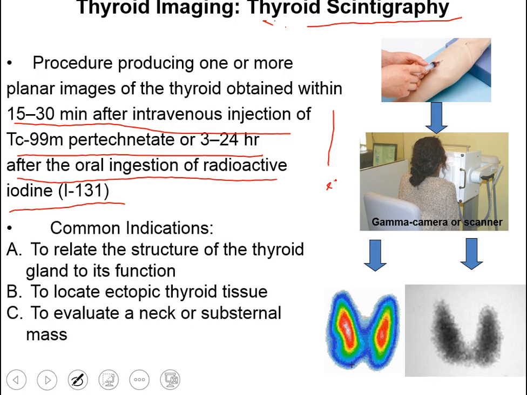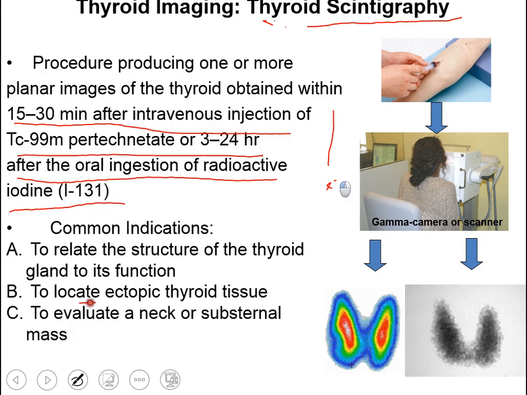So what would be the most common indications for scintigraphy? Among the most important are to relate the general structure of the thyroid gland to its function. For example, a nodule, whether it's active or not. To locate ectopic thyroid tissue, for example, lingual thyroid tissue, which we will be discussing.